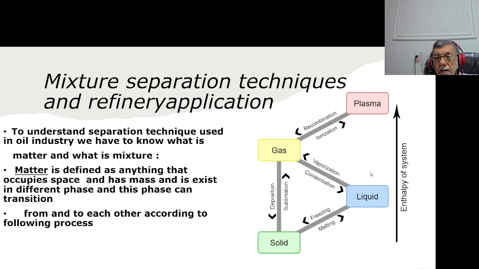This is the phase of matter, or state of matter. So we have solid, liquid, gas, and plasma, 4 phases of matter. It transits from state to state. So what is the process called from state to state?